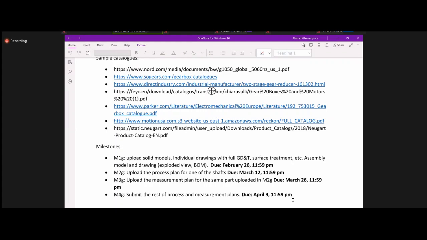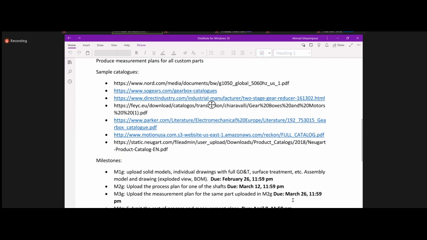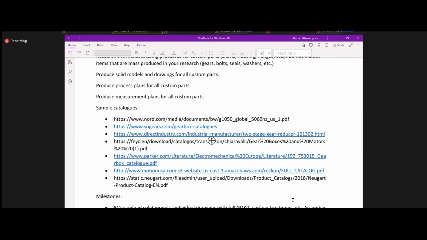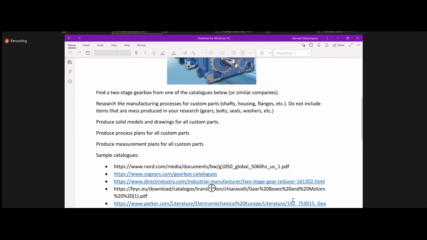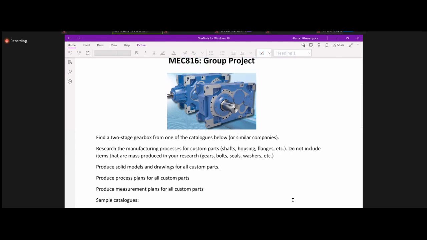You will apply GD&T, surface treatment, anything that would be necessary. You have to do a lot of research on this to figure out what happens with a typical gearbox. For example, the shaft will probably be case hardened when they meet the bearings, or there could be a specific requirement for surface finish when seals are there. So there is some element of research into this project, which you'll basically have to do.